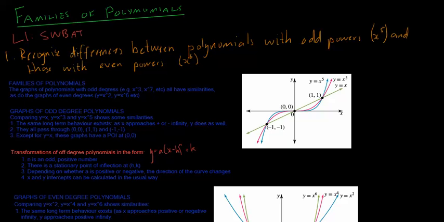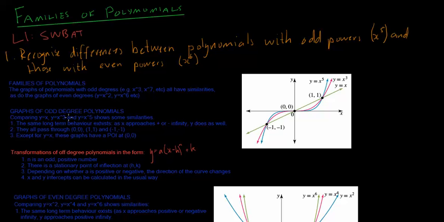Wait, what? So we're going to be able to recognize differences between polynomials with odd powers, x^5, and those with even powers, x^6. So just in general with families of polynomials, the graphs that have odd powers have similarities, and the graphs that have even powers have similarities as well. And then there are some clear differences between even powers and odd powers.